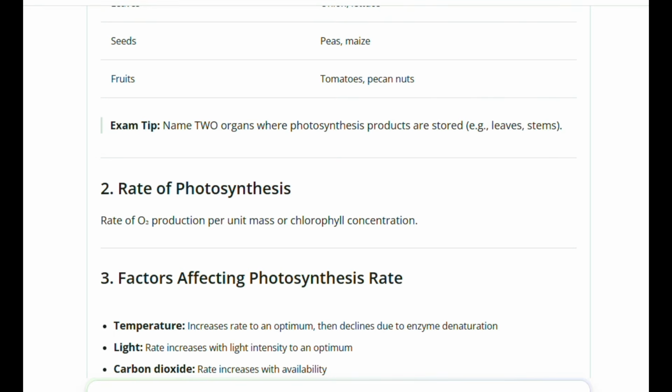Two, the rate of photosynthesis. What is the rate of photosynthesis? It is the rate of oxygen production per unit of mass or area of green plant tissues, or per unit weight of total chlorophyll. Okay, the rate of oxygen production per unit of mass or chlorophyll concentration. We have factors affecting photosynthesis rate.